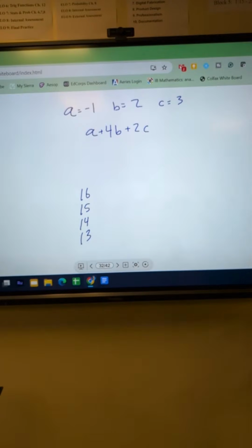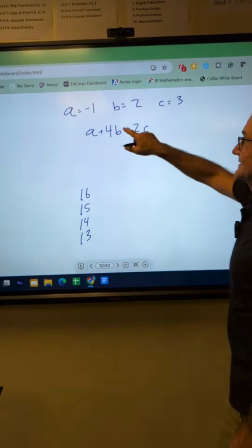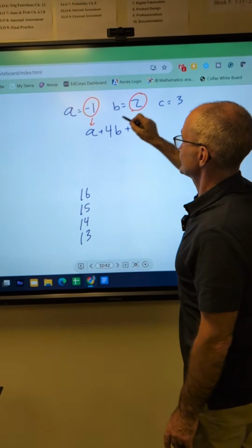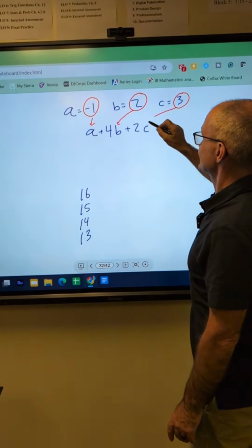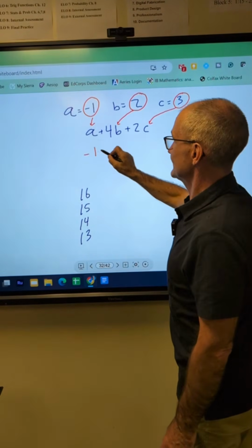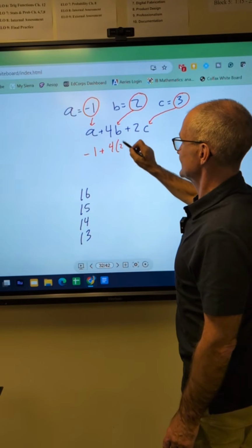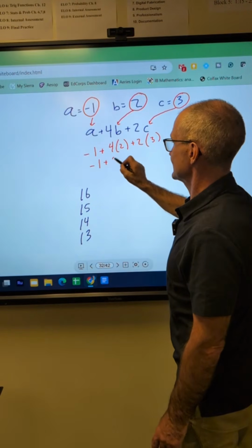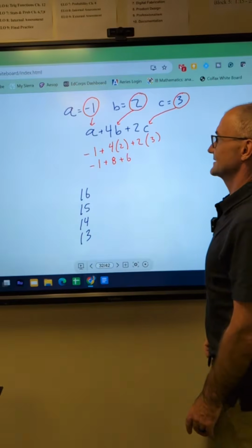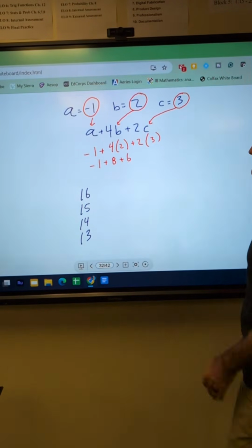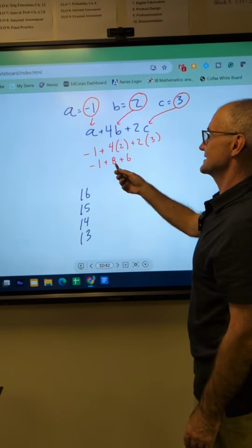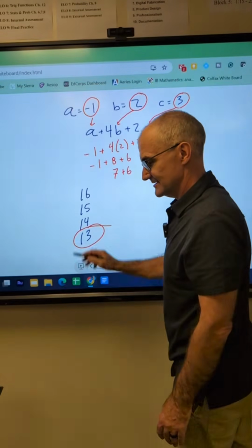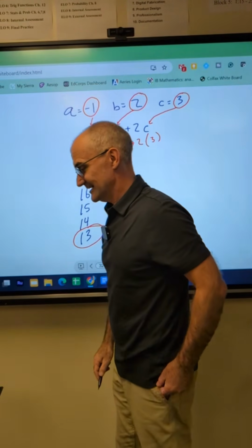Okay, so what I'm doing here, and I got this negative, it's kind of tricky, I know. You can take that, plug it in there. That 2 goes in there. That 3 goes in there. Negative 1 plus 4 times 2 plus 2 times 3. Negative 1 plus 8 plus 6. All my multiplication's done. Now I just do addition. Negative 1 plus 8 is 7. 7 plus 6 is 13. Correct answer, answer D right there.